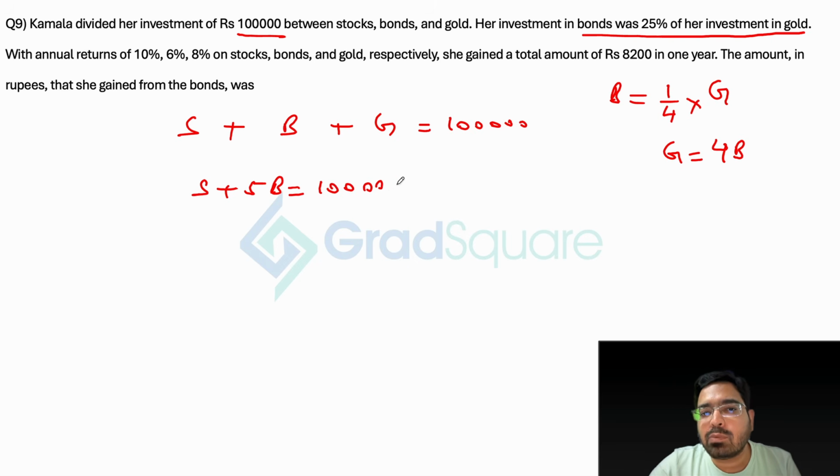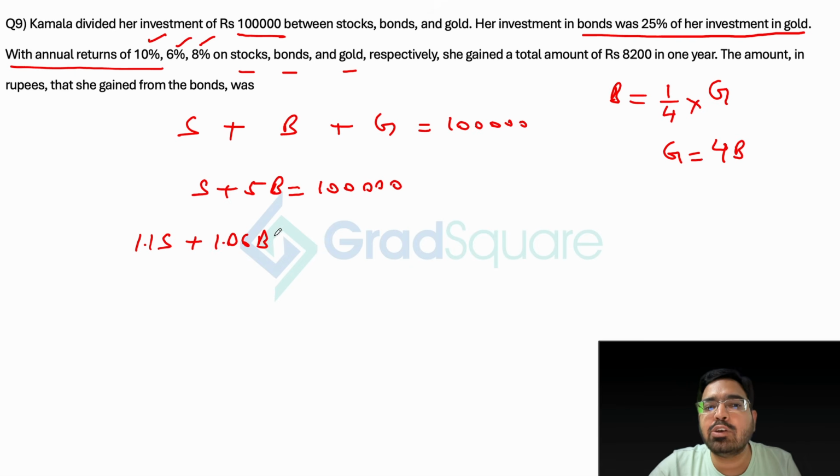Okay. Now, if you go further with the annual returns of 10%, 6% and 8% on stocks, bonds and gold, fair enough. If it is 10% on stock, then I'll get what? 1.1S as the outcome of this. 6% on bonds will give me 1.06B as the value, and gold will give me what? 1.08G as the outcome. Respectively, she gained a total of 8,200. So 1 lakh 8,200 is the value that she's getting out of this.